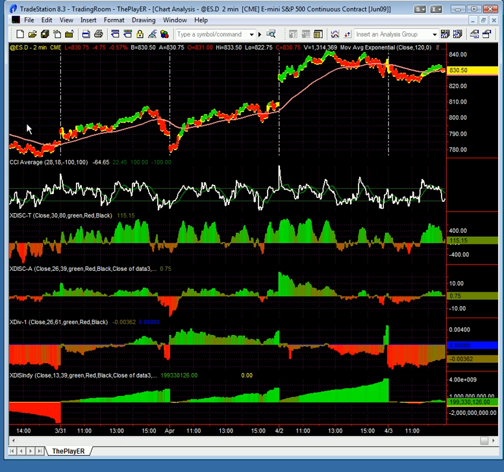The first thing we're looking at here is a chart of the market. This is the mini S&P 500 futures contract, ES. Front month, we're looking at a last print of 830.50. Here's Friday, the 3rd of April, and we're looking at Thursday, Wednesday, Tuesday, and Monday.